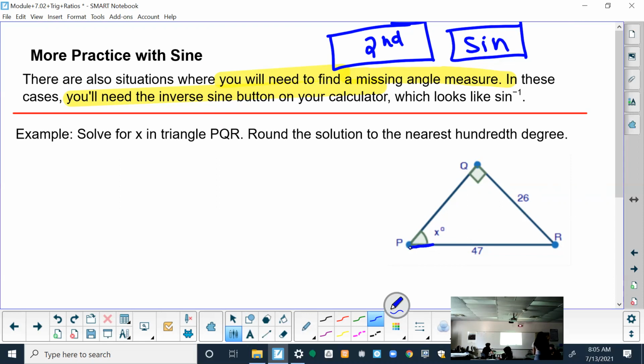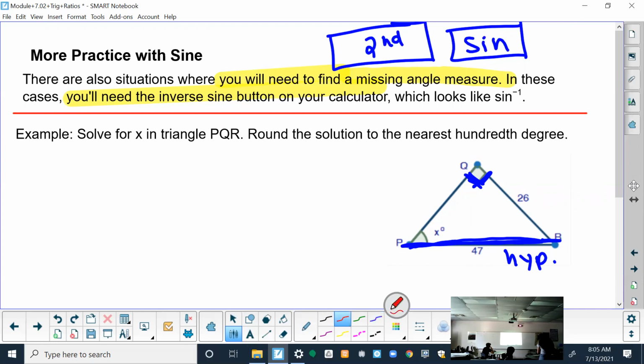What is side PR? Is it adjacent to this angle measure? Is it the hypotenuse? Is it opposite that angle measure? Hypotenuse. All right, good, it's your hypotenuse, because not only does it look to be your longest side, your hypotenuse is always directly across from your right angle. All right, so 47 is my hypotenuse.